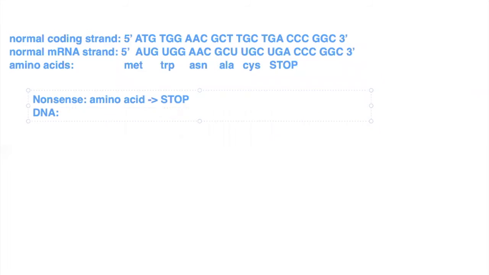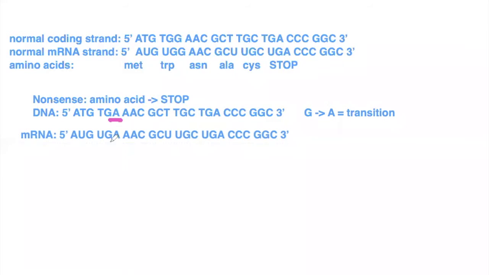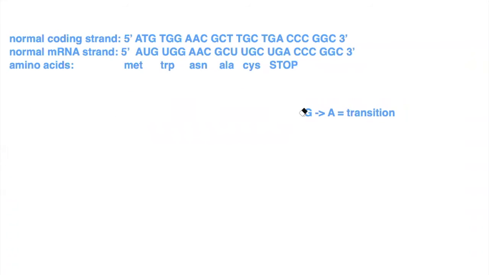The next type of mutation is a nonsense mutation. This mutation changes the amino acid to a stop signal. For example, using the original DNA coding strand, if the sequence was changed, where the G was changed to an A, this would be a transition. Because of this, which results in these amino acids, only the start and mutated protein were coded for. None of the following proteins were coded for, meaning the organism won't get the other amino acids needed to function.